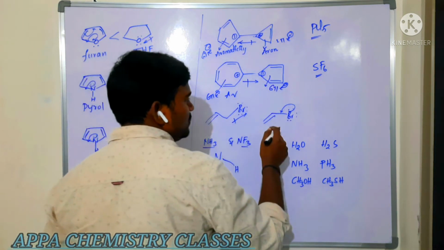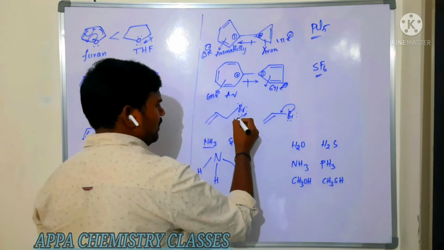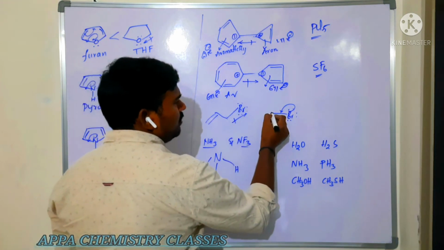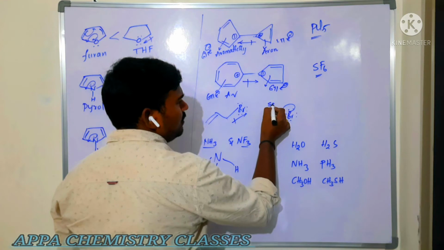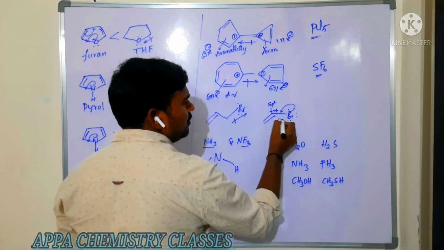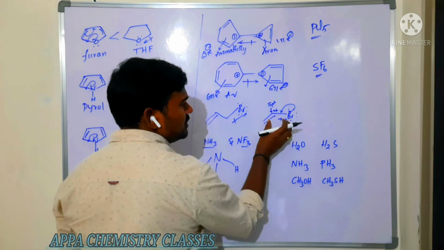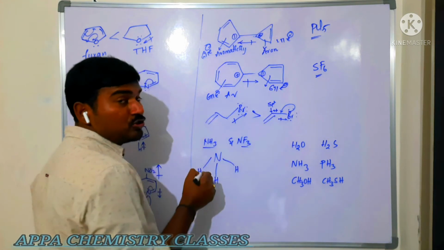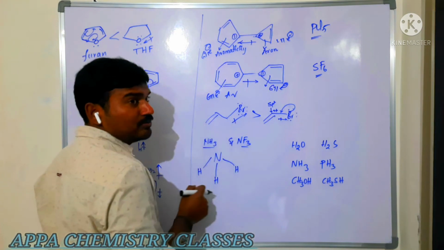Now in this case you see here, it is an sp3 carbon, it is more electronegative. But whereas here it is an sp2 carbon, more electronegative, it tries to pull in this direction, but this halogen pulls in this direction. Some dipole moment will be cancelled out. So among these two, which is having more dipole moment? This one.